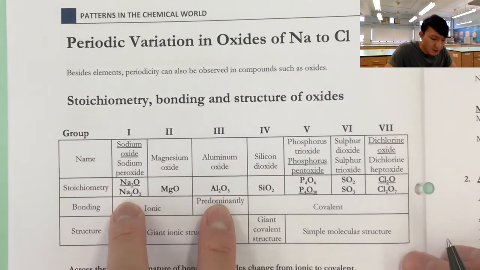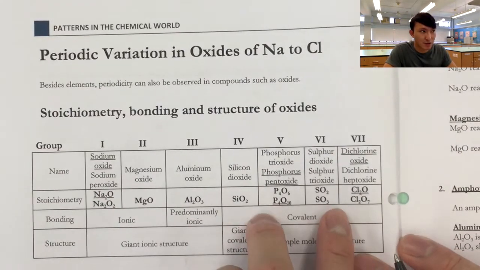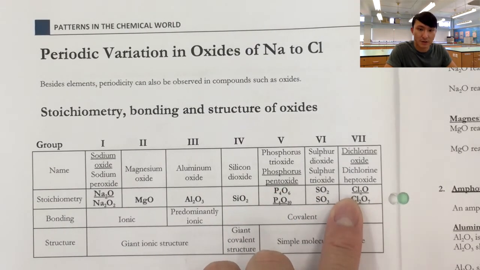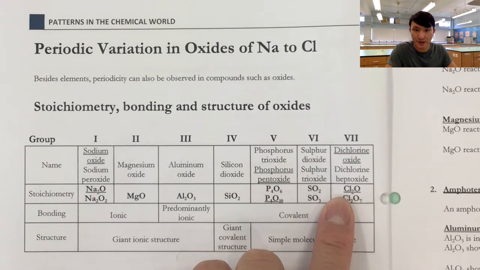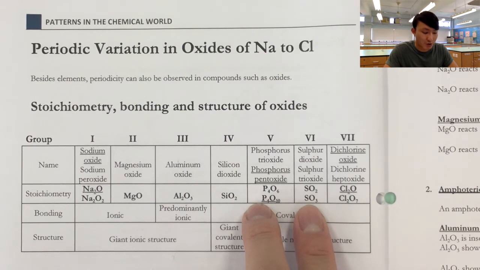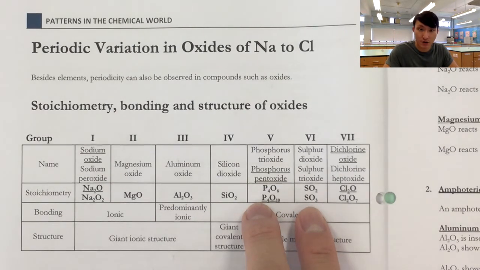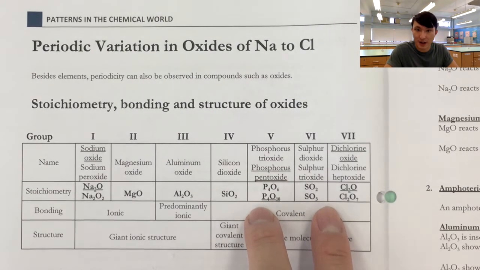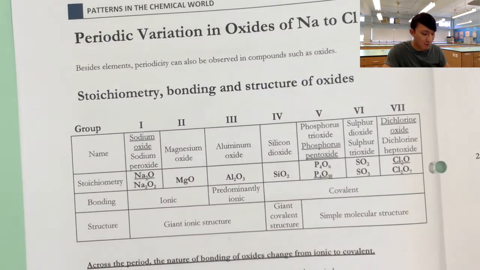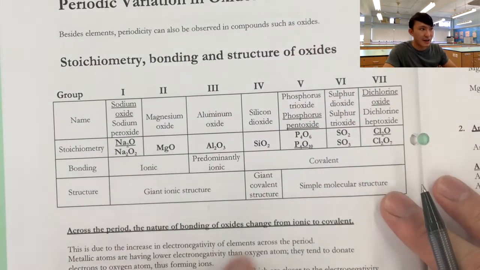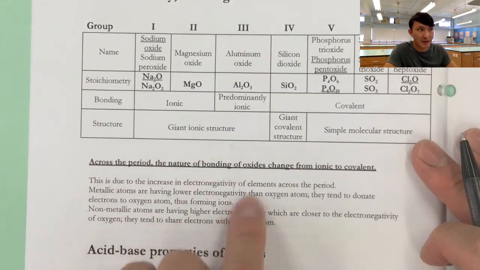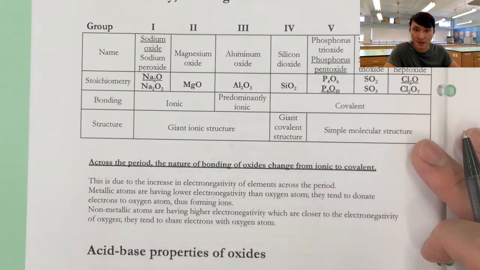Okay? On the other hand, if you talk about non-metals like phosphorus, sulfur, chlorine, these non-metals have relatively high electronegativity, even though they are not as electronegative as oxygen. But having these non-metal elements lose electrons to form positive ions may not be that suitable. So instead of transferring electrons, they would rather go for sharing electrons. So that's why they will form covalent oxides rather than ionic oxides. Okay? So basically, this is what it talks about down here, explaining the nature of bonding of these oxides and why. Okay?